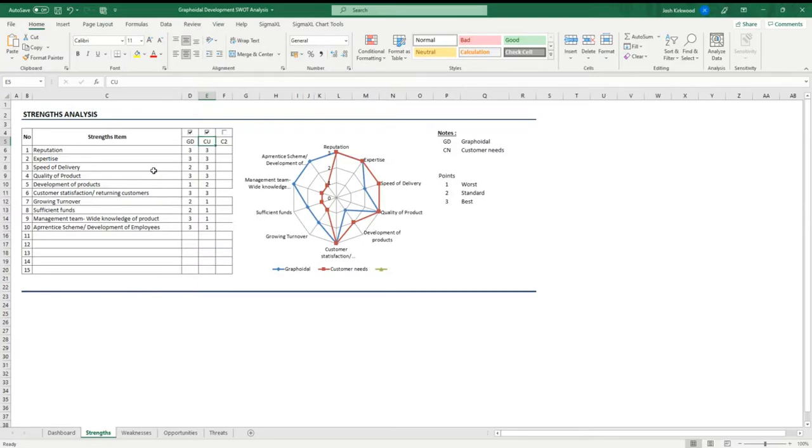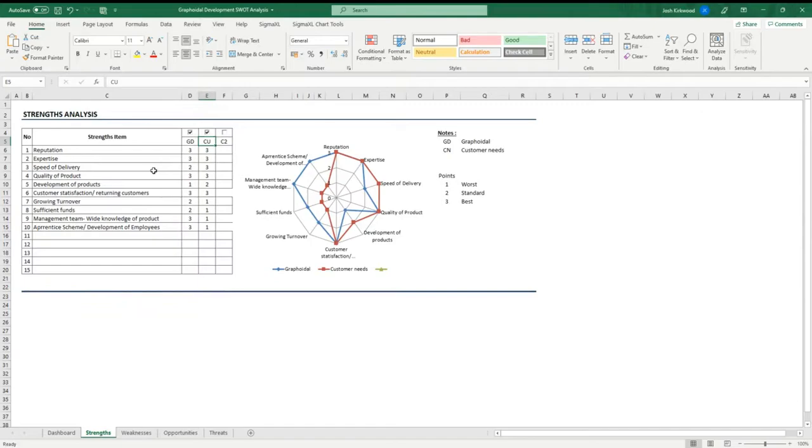Development of products I've put down as a 1. So this is an area for improvement. Over the past year, well, over the past 2 years, we've only identified the development of 1 product. Again, that's down to customer requirement and just the need for different products within the glass industry.